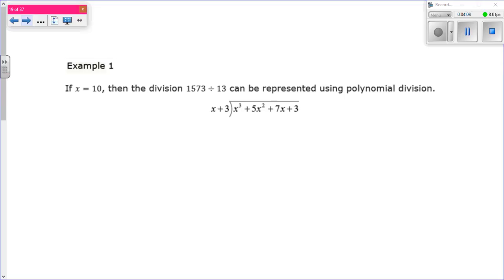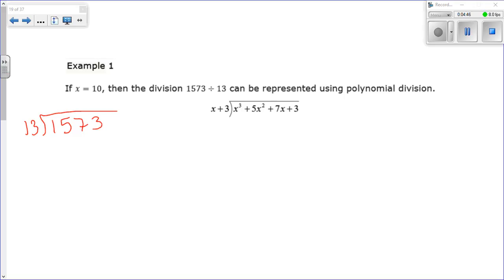So if x equals 10, then the division 1,573 divided by 13 can be represented using polynomial division. So it's a little bit harder to understand this if we just jump right into x equals 10. So I'm going to go back to what you learned probably in about 4th or 5th grade, and do long division. And I'm going to do 1,573 divided by 13.